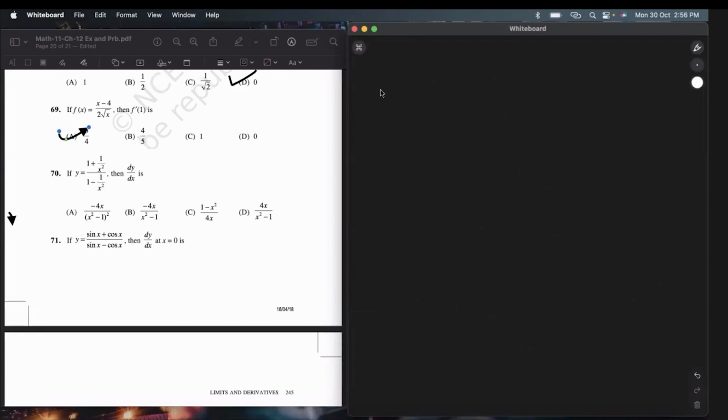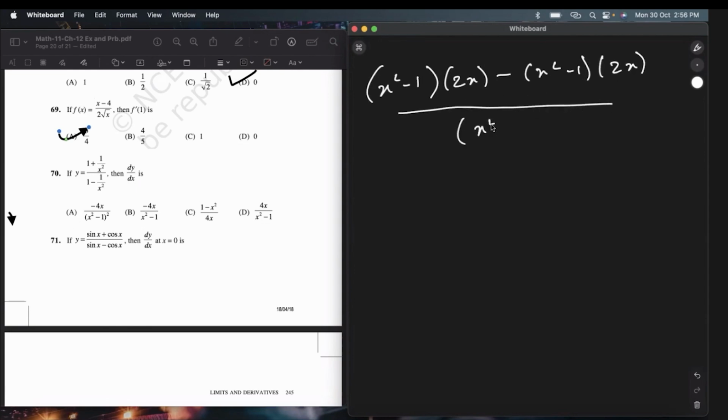So what am I being left with? There's an x square minus 1. d by dx of x square plus 1 will give me 2x. Alright, minus x square plus 1 times d by dx of x square minus 1, which again will return a value of 2x, and the whole thing is divided by x square minus 1 the whole square. Alright, so I'll just take x square minus 1 times 2x and there will be x square plus 1 here, right? So just open it up. 2x cube minus 2x minus 2x cube minus 2x.